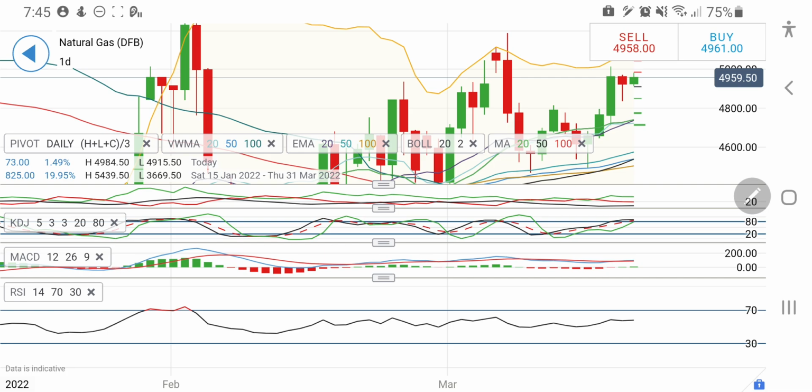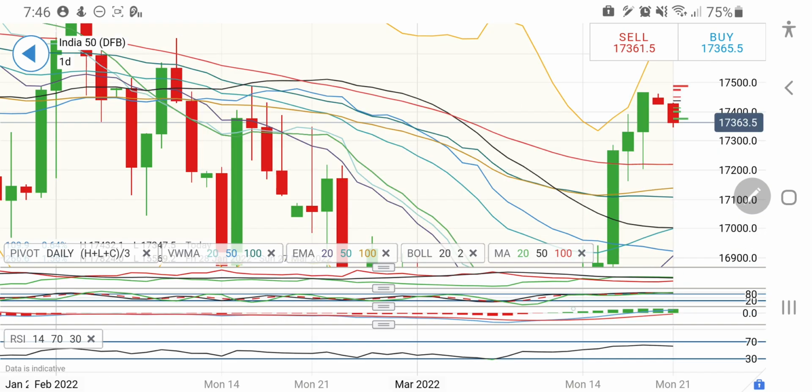So right now I am keeping it either way. For NG specifically, I am neither bullish nor bearish. I'll look forward to a direction and then only trade. Now let's have a look at Nifty. So Nifty on the daily charts, you can see lower highs, and this is the weekend candle.